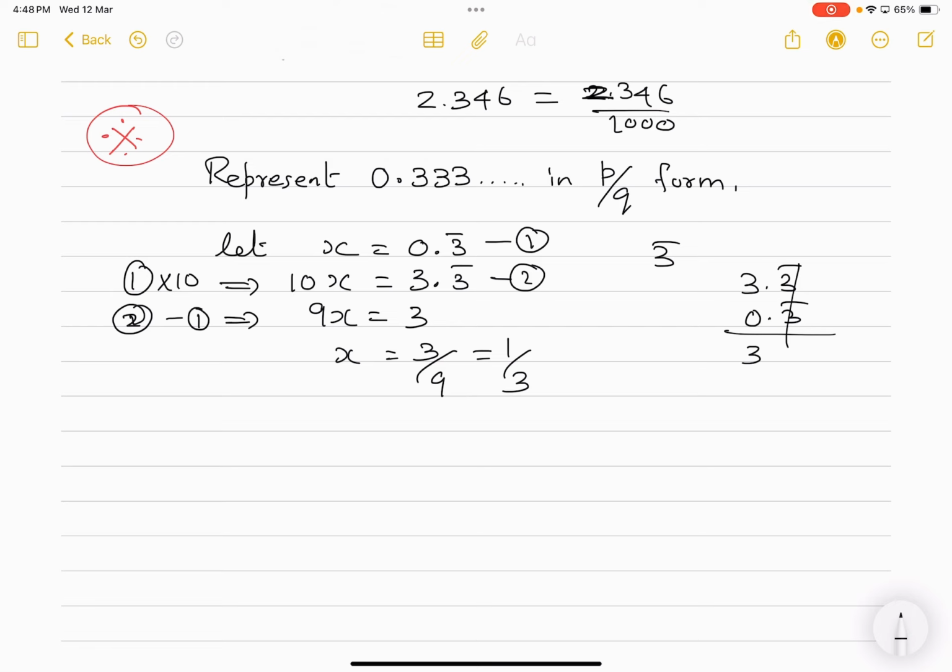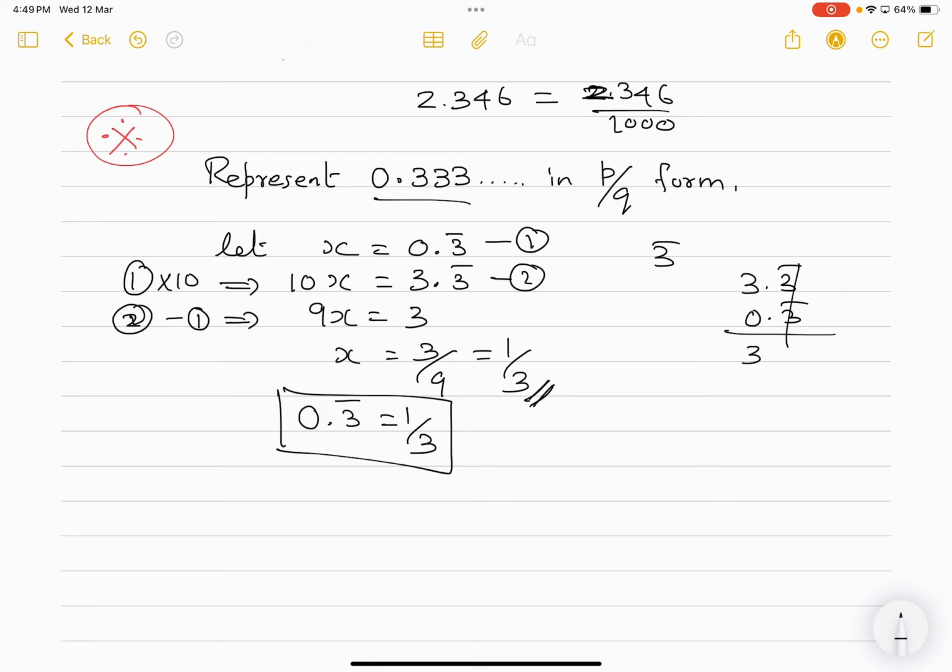So how can you represent it in the P by Q form? Like this way. Got it? So finally you have to write 0.3 bar is equal to 1 by 3. In my daughter's school, she stopped here and the teacher cut half a mark. When she stopped here, that means she got x is 1 by 3. Again she has to bring 0.333 is 1 by 3. For not writing this step, she lost half a mark.